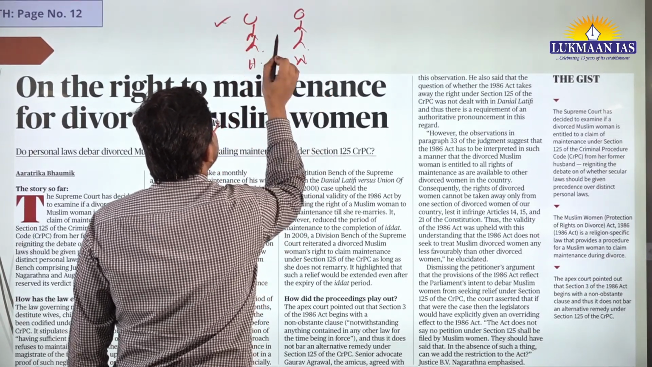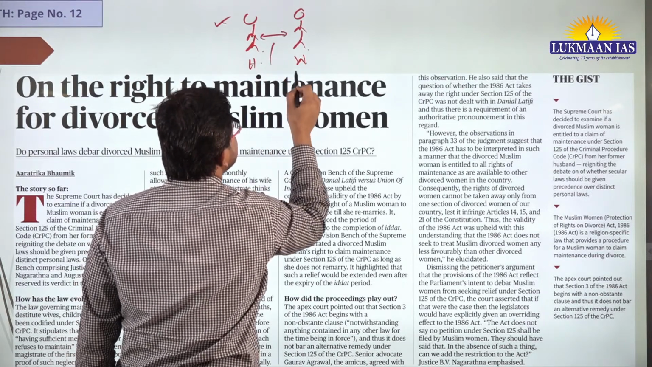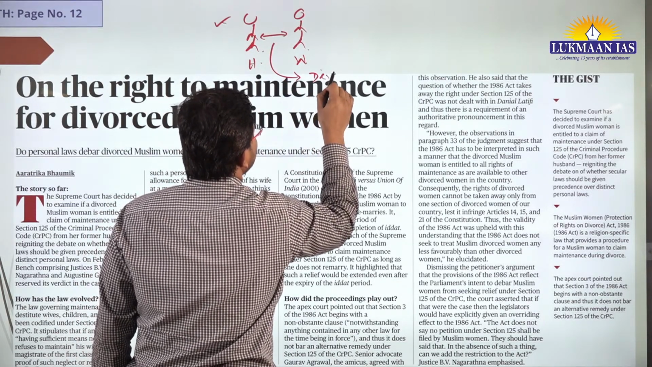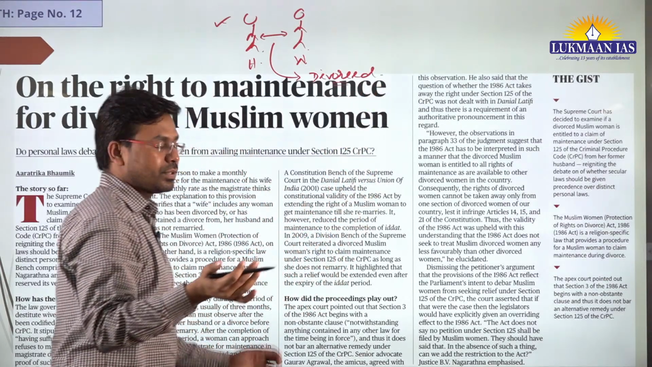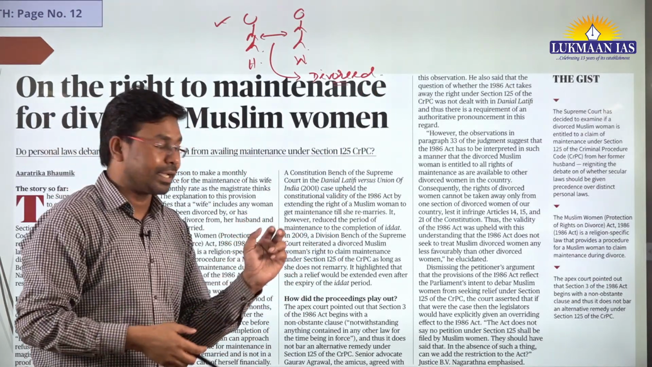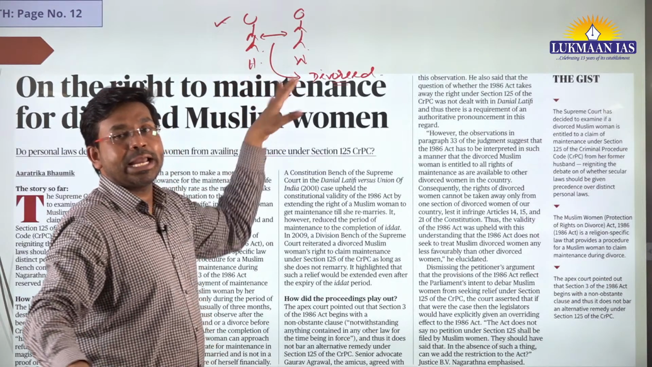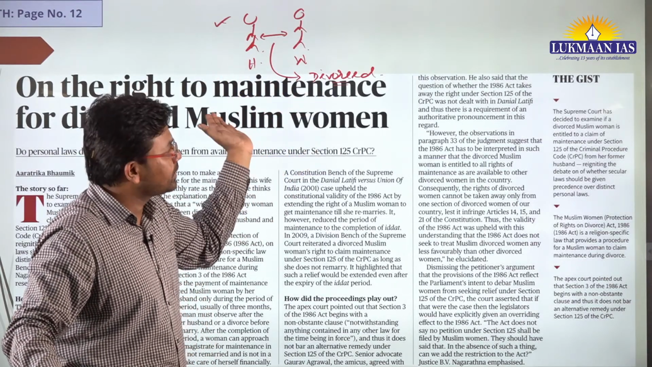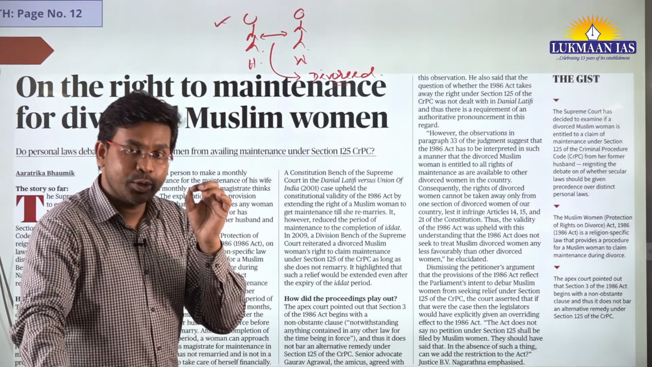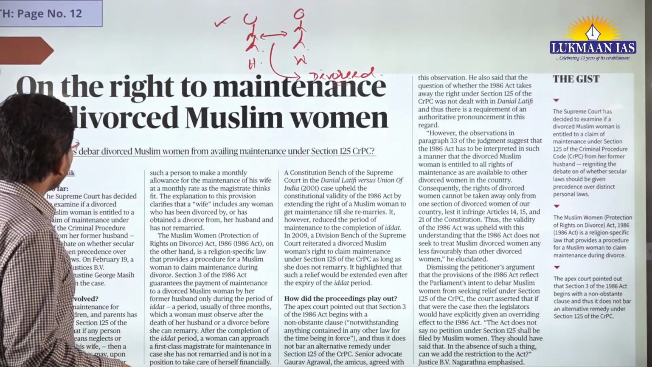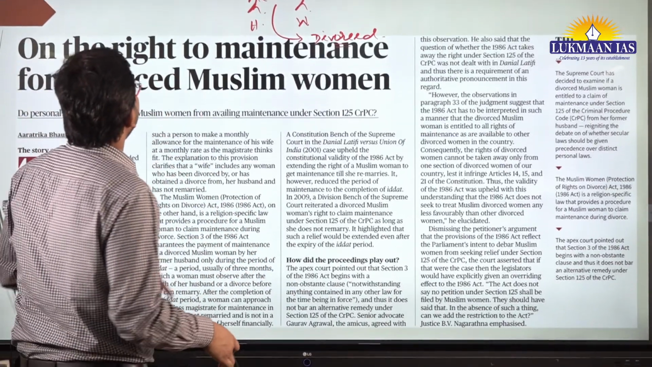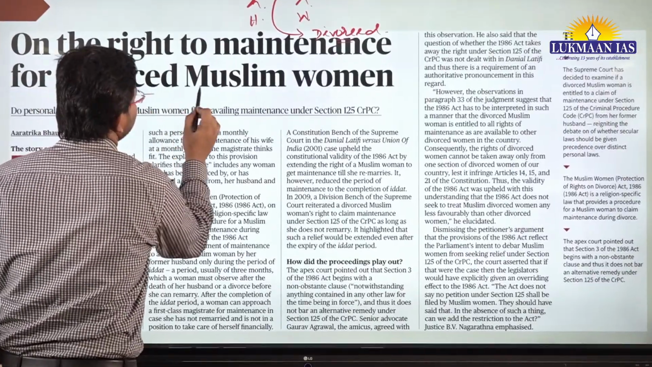In case they get separated, in case they get divorced, wives generally do not have any financial backing. So they do have some right of maintenance from their husband. But in this article, we are going to look at it from a specific angle: the rights to maintenance for divorced Muslim women.